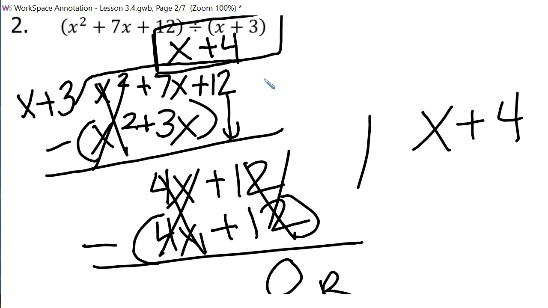So our answer is x plus 4. It's not too bad. You just have to remember to look at your first term. What do you multiply x by to get x squared? That would be x. What do you multiply x by to get the 4x? That would be 4. Yes?